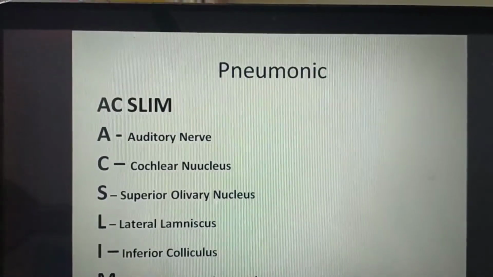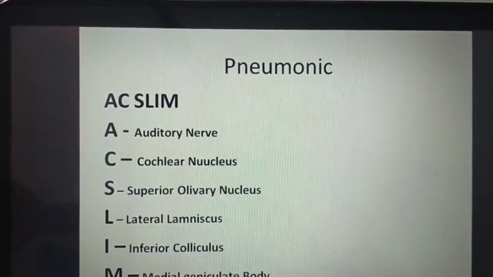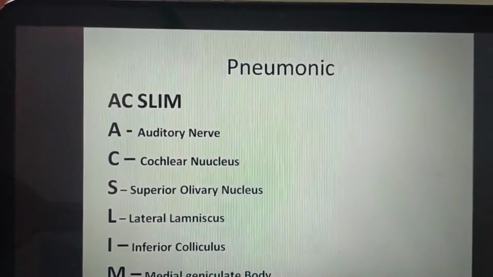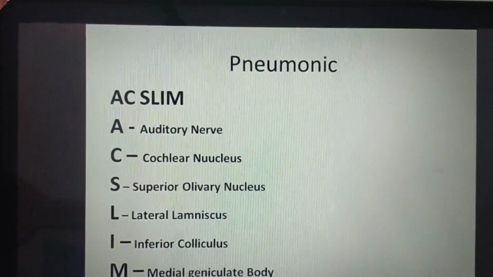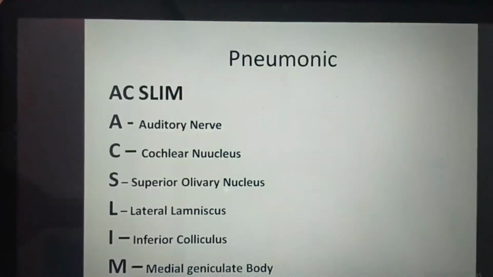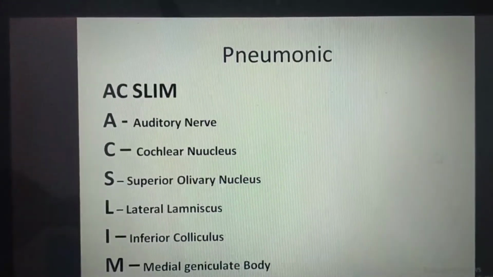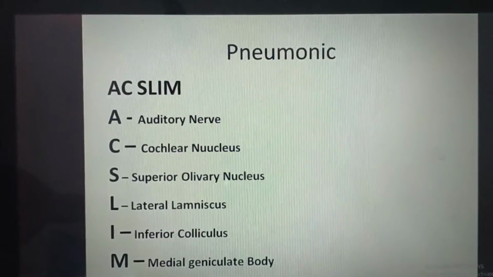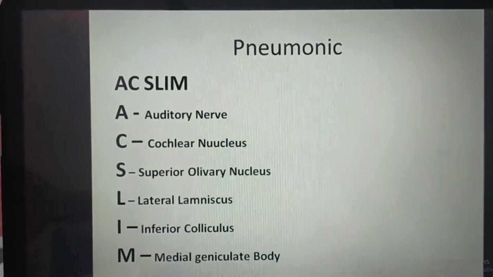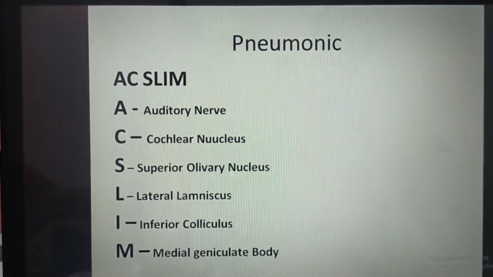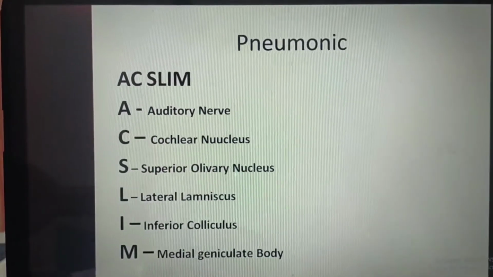Before starting our topic, I want to introduce you to the mnemonic. Mnemonic means the trick to remember the auditory pathway or any pathway, in easier language.